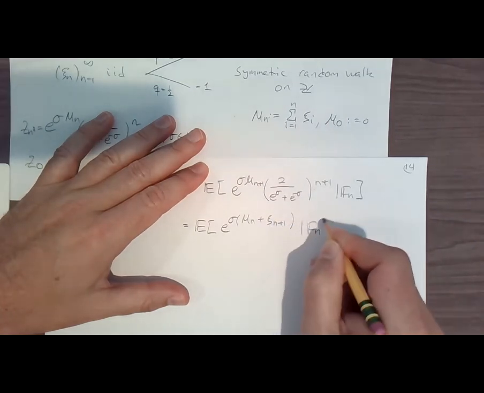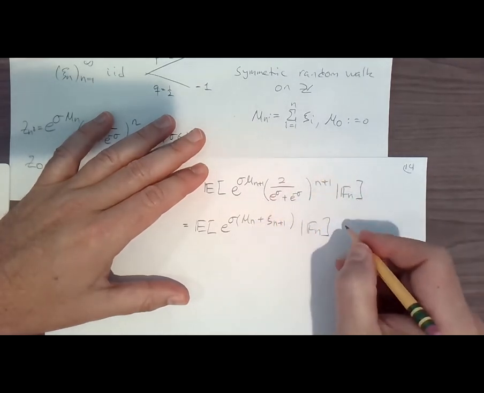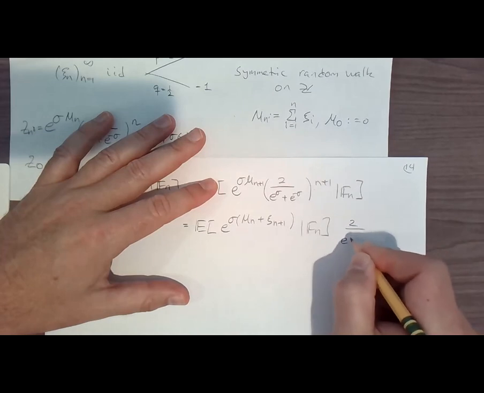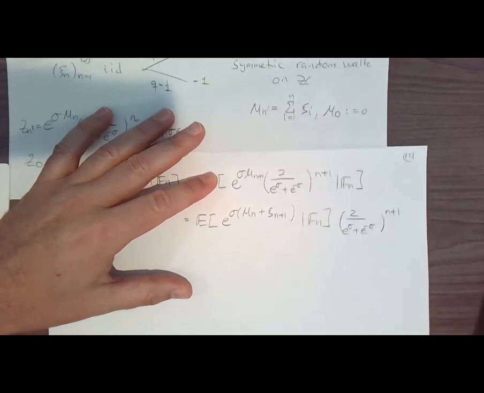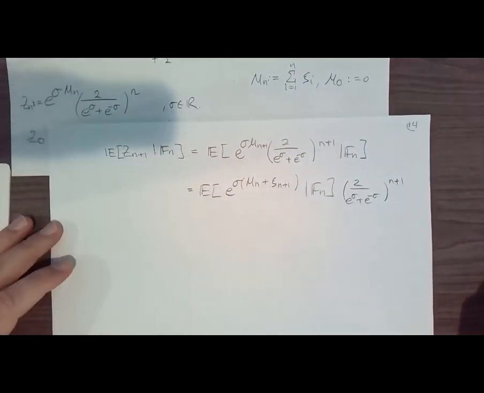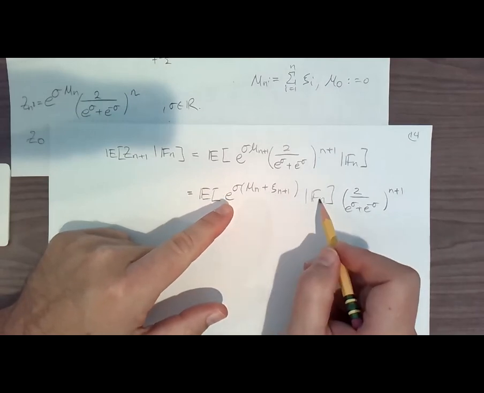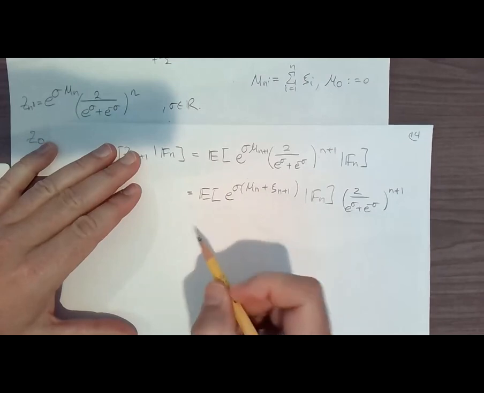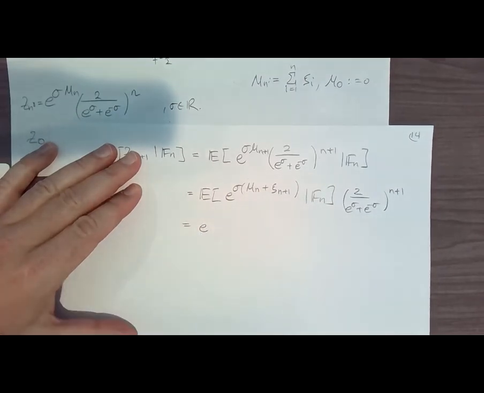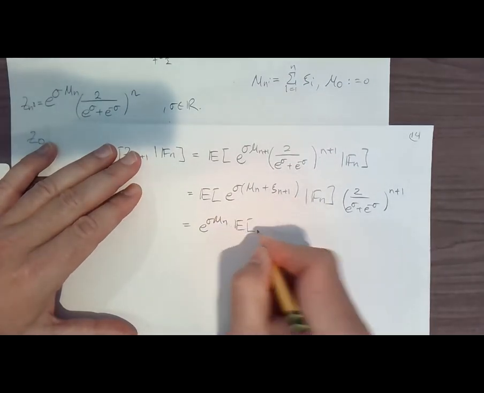conditional on Fn. Move this quantity here outside. There's nothing random about it. It goes outside the conditional expectation. And now we're in business because we have exactly that structure. We have Mn is measurable, psi n plus 1 is independent. The measurable part goes outside. And then this part is independent, so we just take the unconditional expectation.